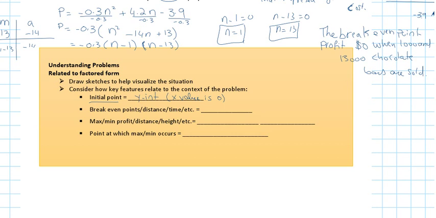Break-even point, when it's asking me for break-even points, what am I looking for? The zeros or the x-intercepts, right? And what form do I want it to be in? So make sure it's in factored form.